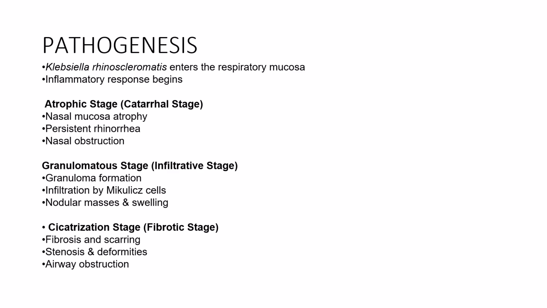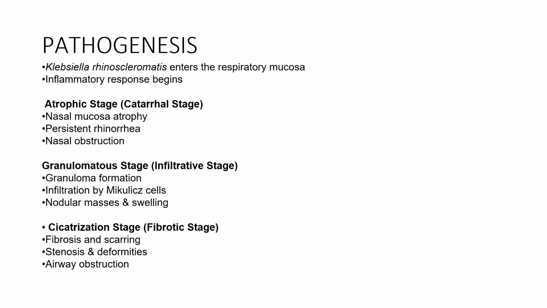Next, inflammatory cells like neutrophils, macrophages, etc. are triggered. Once they're activated, it forms necrotic dead tissue and granuloma formation around the bacteria. You can see infiltration by the Mikulicz cells, and then gradually it causes nodular swelling and mass formation. This is stage 2, known as the granulomatous stage, otherwise known as the infiltrative stage.